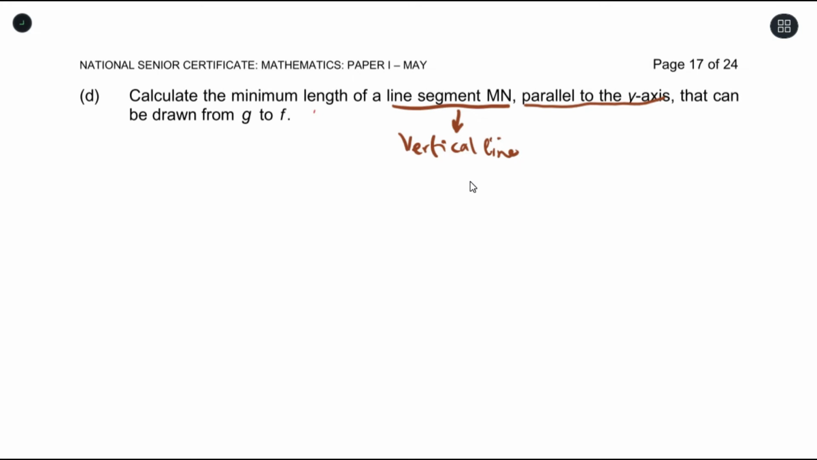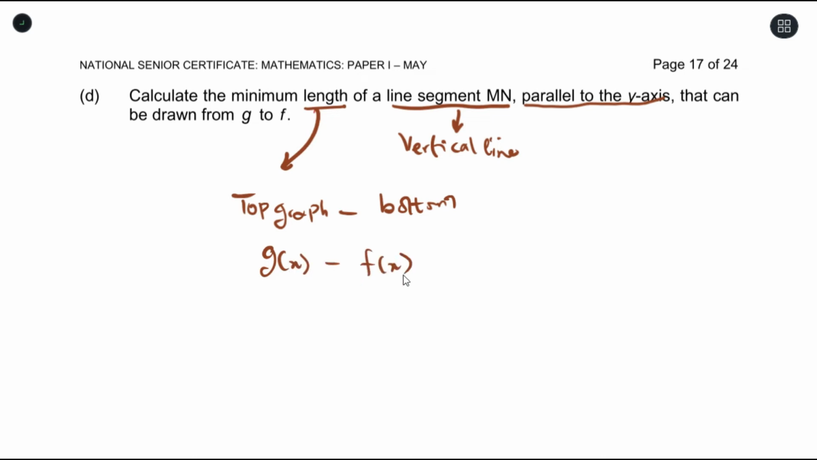Now, when you want to get the length, before we get into the minimum, when you want to get the length of any vertical line in a function, we always take the top graph. The length is normally calculated by saying the top graph minus the bottom graph. Since G is on top, we are saying g(x) minus f(x) would give us the distance of MN. So before we get into how to figure out what the minimum length is, we need to first figure out what the length is.